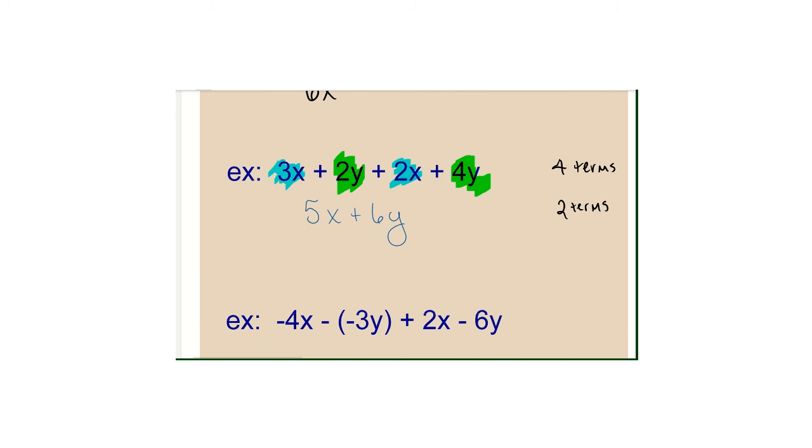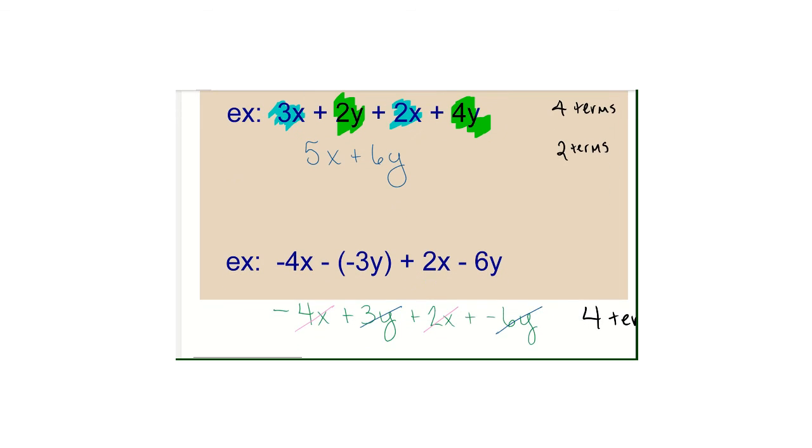All right, so try this next one. Now make sure you change subtraction to addition before you combine your like terms. That way you can keep up with your negatives. So when you change it to addition, you should end up with negative 4x plus 3y plus 2x plus negative 6y. That's 4 terms, and we're going to simplify this by adding like terms.